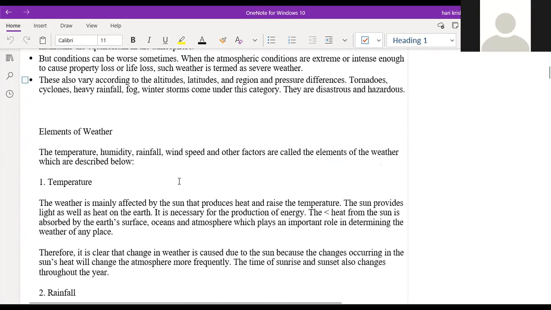Of the elements, temperature we discussed first. What is the meaning of temperature? The degree of hotness or coldness of an object is called temperature. Generally, we measure the temperature in the Celsius scale, but we have three different scales: the first one is the Celsius scale, the second one is Fahrenheit, and the last one is the Kelvin scale.